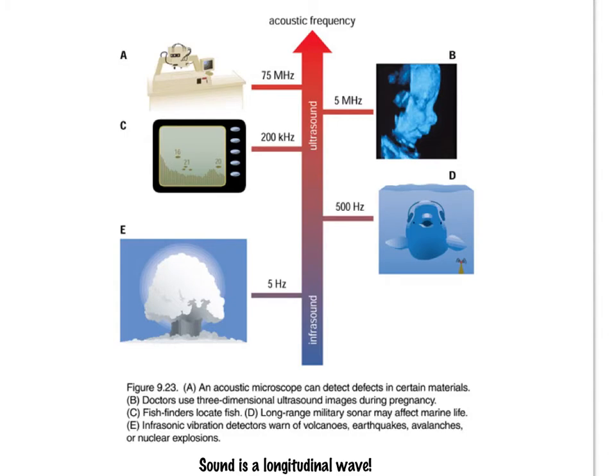The first thing that it mentions, this picture here, is an acoustic microscope, and it can actually detect defects in certain materials. And look at how out of our range that is, 75 megahertz. That would mean, with that mega there, that is 75 times 10 to the 6 hertz. Wow, that's way out of our range. That's 75 million hertz.